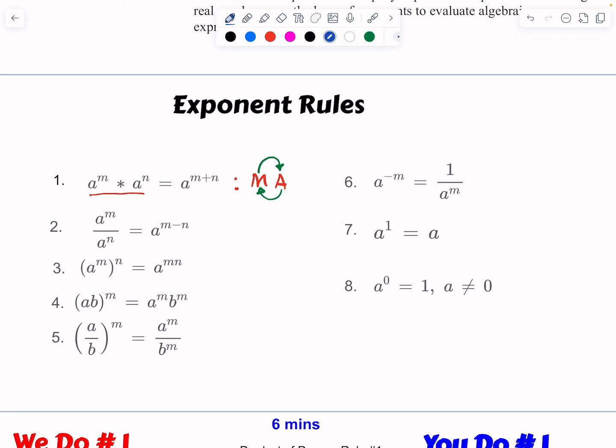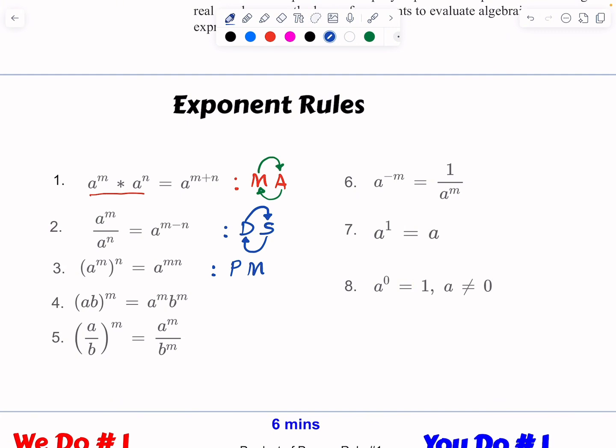The second one is called the quotient rule. For the quotient rule, this means that if you're dividing, you are going to subtract the exponents. So if you're dividing, you subtract, and if you're subtracting the exponents, you have to divide. The other one we have is the power rule. For the power rule, if I have a power raised to a power, all I'm going to do is multiply the exponents.